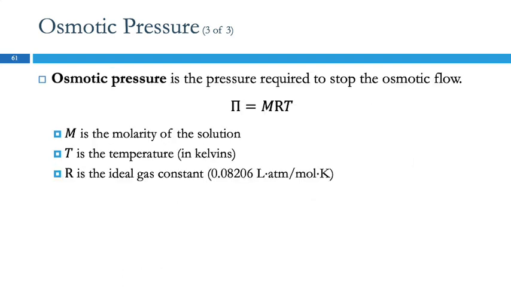So osmotic pressure, the pressure required to stop the osmotic flow. This is the equation for osmotic pressure. That's a capital Pi. It's the molarity of the solution times the ideal gas constant times the temperature in kelvins. So this is our old friend from, what was that, chapter 6.